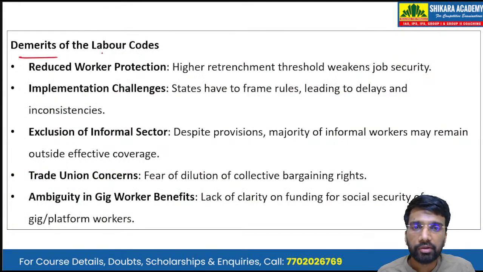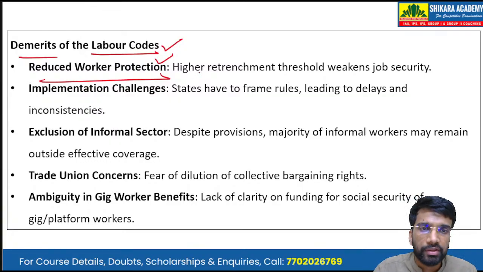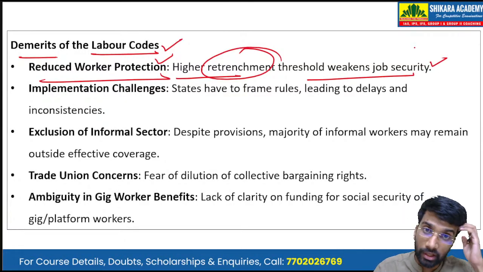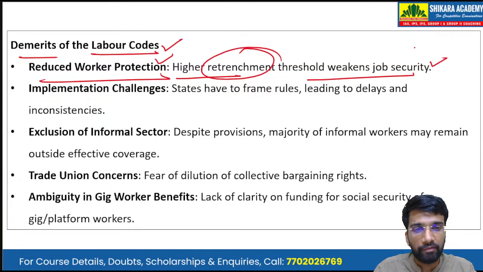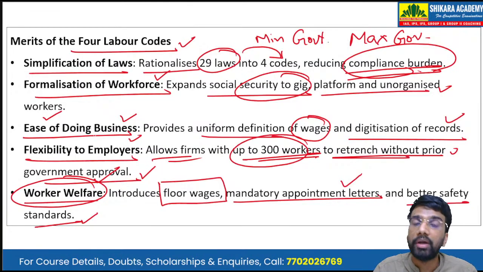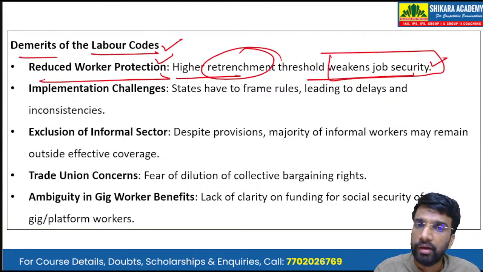Then talking about the demerits of these labor codes, first is reduced worker protection. Even though they were targeted for workers, they have somehow reduced worker protection, because the higher retrenchment threshold weakens job security. Now the companies with up to 300 members have the freedom. It allows firms to retrench without prior government approval. So in a way, it has weakened job security for the workers.